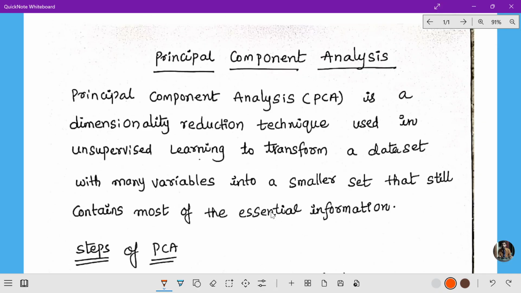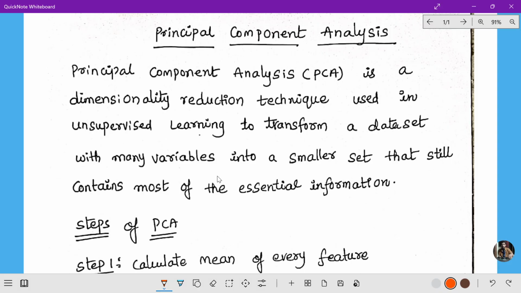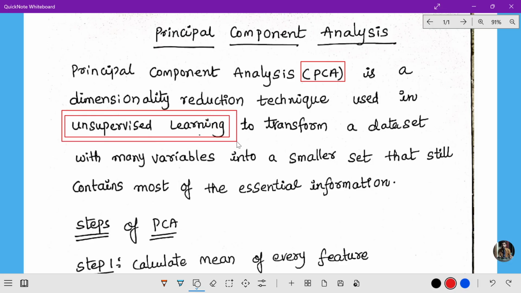You observe what is the meaning of this principal component analysis. We will discuss with the definition. Principal component analysis, in short we call it PCA, is a dimensionality reduction technique used in unsupervised learning. What is the meaning of unsupervised learning? In unsupervised learning, we do not use labels. When I say supervised, we use labels, but here there are no labels, to transform a data set with many variables into a smaller set.